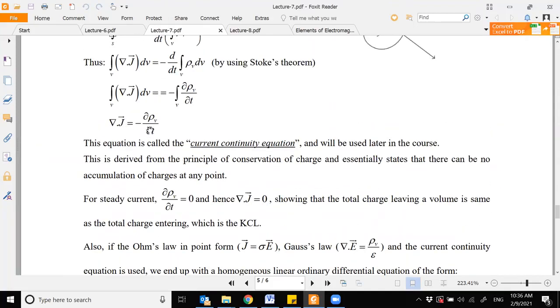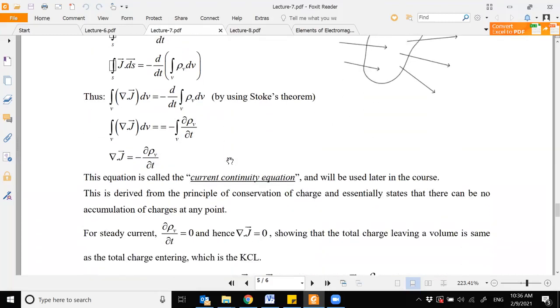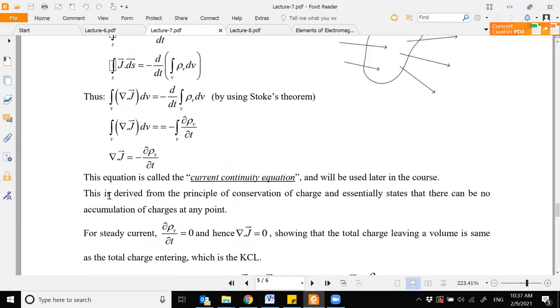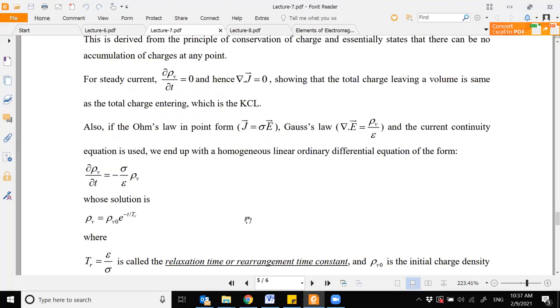Del dot J bar is minus dou rho v over dou t. I know there is a derivation here and it is a little bit difficult to visualize, but just do your best, because we are not going to derive several such equations in our subsequent chapters. We are going to use the equations. So this is called the current continuity equation.